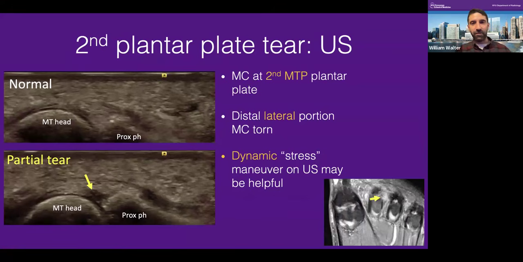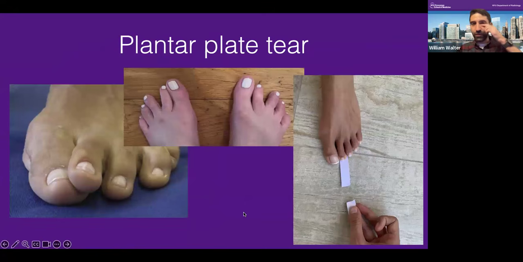And this is a very common site of tear. Most commonly second MTP joint, most commonly that distal lateral portion of the plantar plate. And we can see this on ultrasound as well, labeled here. It can be helpful sometimes to put dynamic stress on ultrasound and open up that tear gap to better characterize it, but MR is perfectly adequate to evaluate for a plantar plate tear.